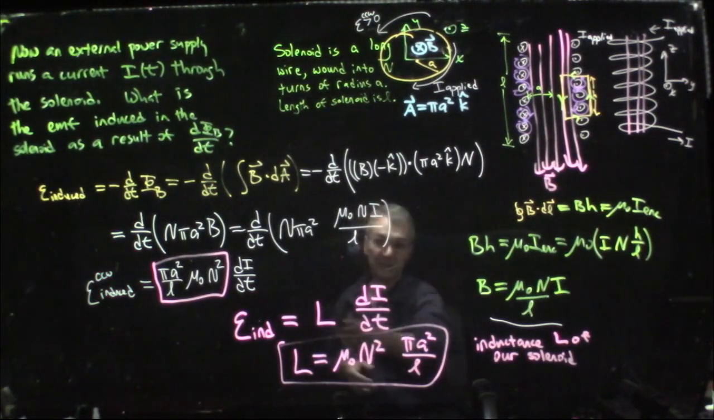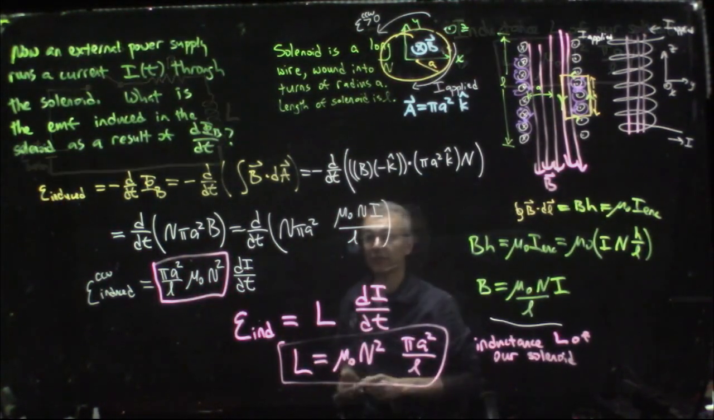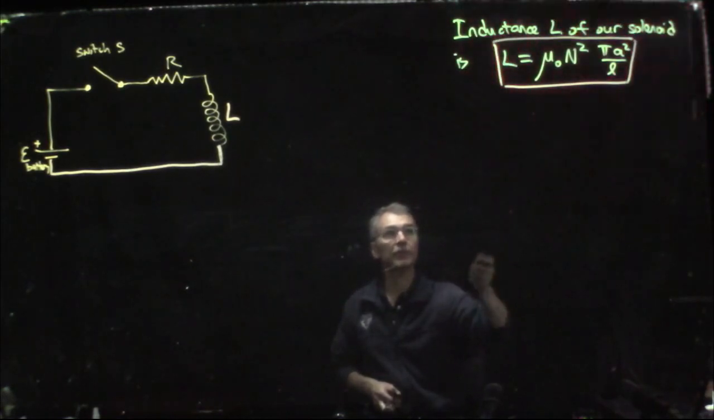But you can see that the induced EMF in the clockwise sense is minus L times the rate of change of current in the clockwise sense. So if you write induced EMF clockwise in di by dt clockwise, then you need the minus sign. In this case, I wrote my induced EMF counterclockwise, and I wrote my di by dt clockwise, so I didn't need the minus sign. So we worked out the inductance of our solenoid.